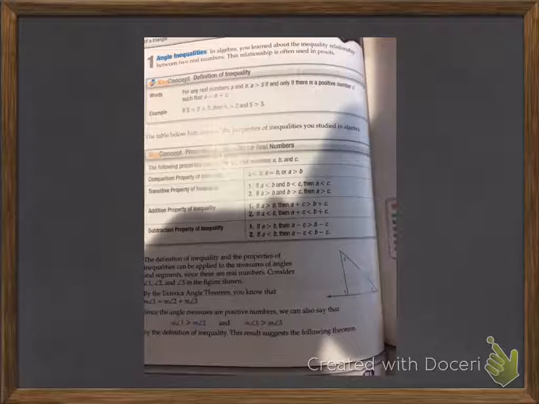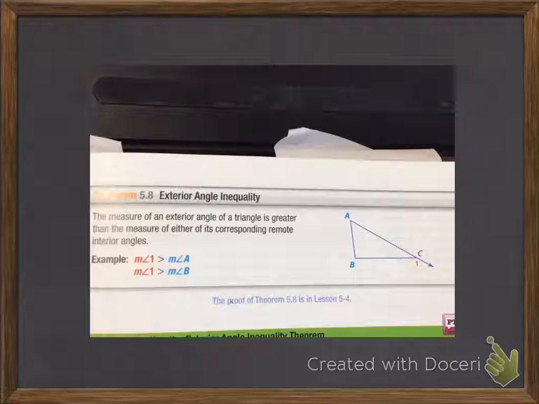They've also shown you a picture of the exterior angle here at the bottom, angle 1. And as we know from the exterior angle theorem, angles 2 and 3 are going to add up together to get angle 1. So on that same note, we have an exterior angle inequality. It's saying that angle 1 is always going to be greater than A as well as greater than B, the two remote interior angles.